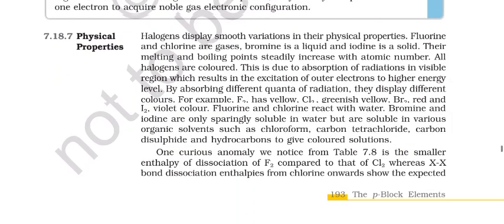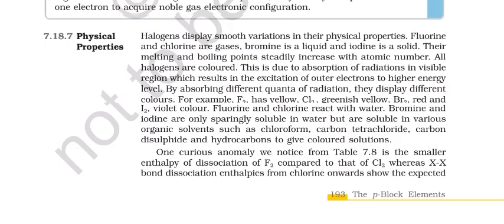Physical properties: halogens display smooth variation in their physical properties. Fluorine and chlorine are gases, bromine is a liquid, and iodine is a solid. Their melting and boiling points steadily increase with atomic number. All halogens are coloured. This is due to absorption of radiation in the visible region, which results in the excitation of outer electrons to higher energy levels. By absorbing different quanta of radiation, they display different colours. For example, F2 is yellow, Cl2 greenish yellow, Br2 red, and I2 violet.